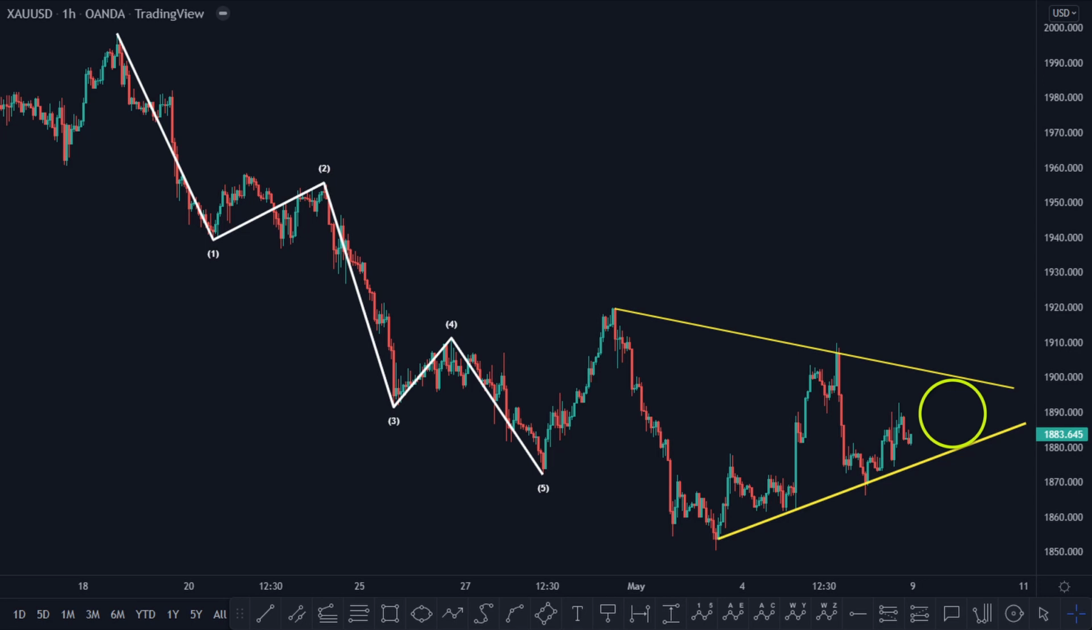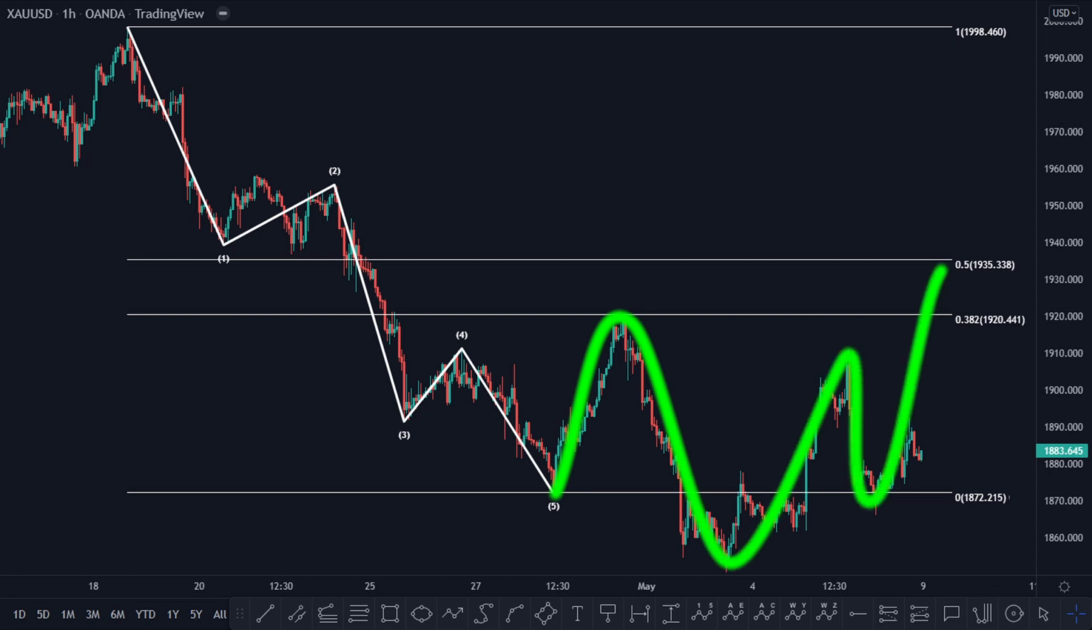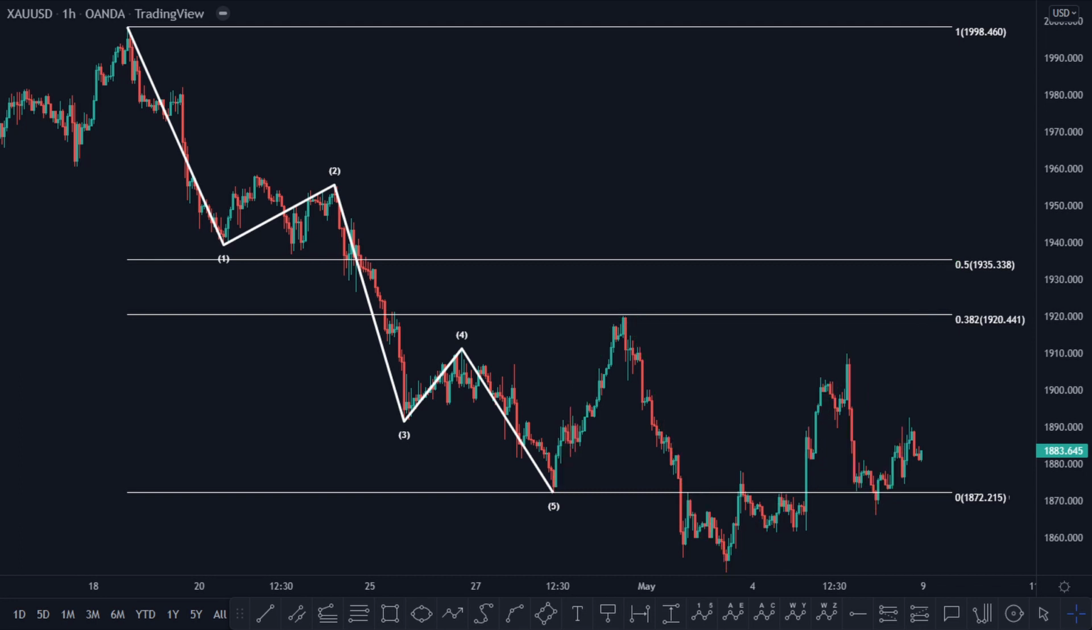If it is break upside, then it will be ABC correction with overextended wave A and shorter wave C, or it can be a expanded flat correction which can retrace 50% retracement at 1935, because you have seen on weekly and daily time frame this 1950 area is a strong resistance.